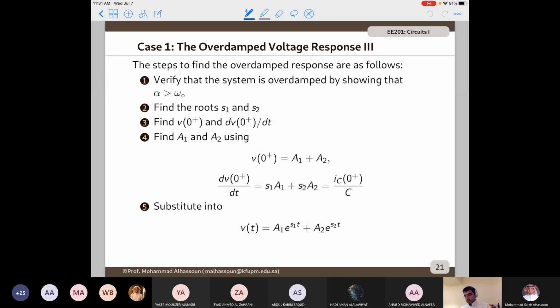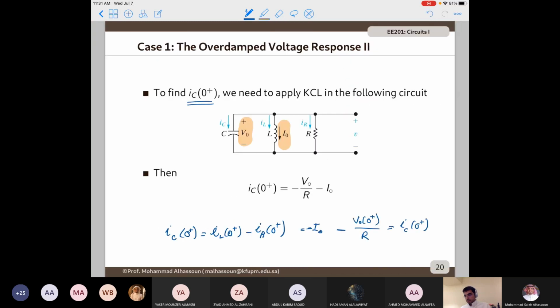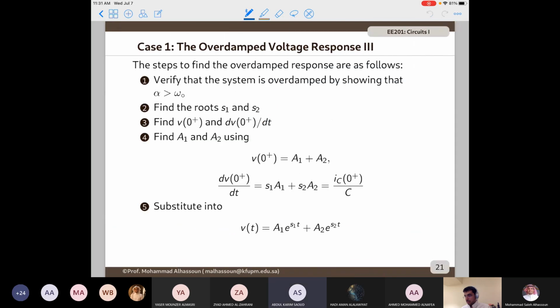So, Abdulkareem? Yes, doctor. Why is it IL minus IR? Isn't the current going from the voltage source? Oh, okay, sorry, I got it. So it's minus IL. Thank you. Yes, I got it. Thank you.